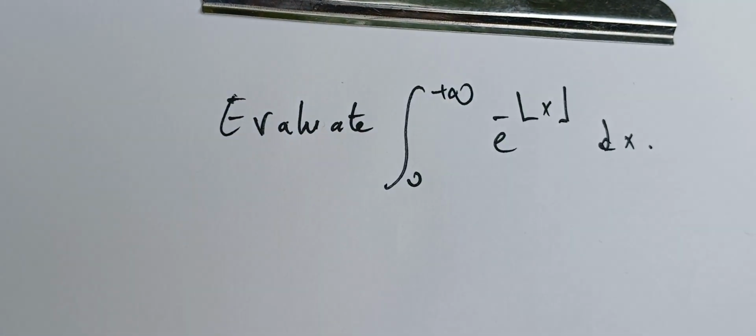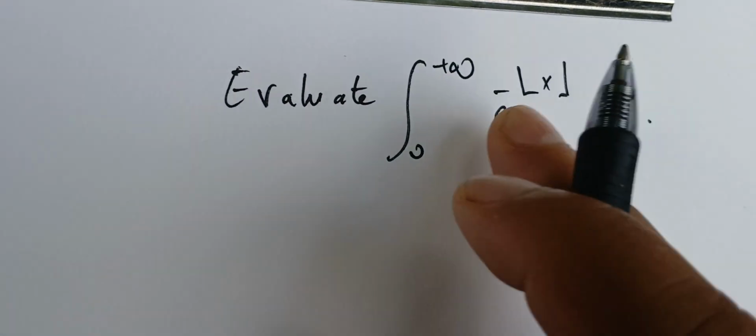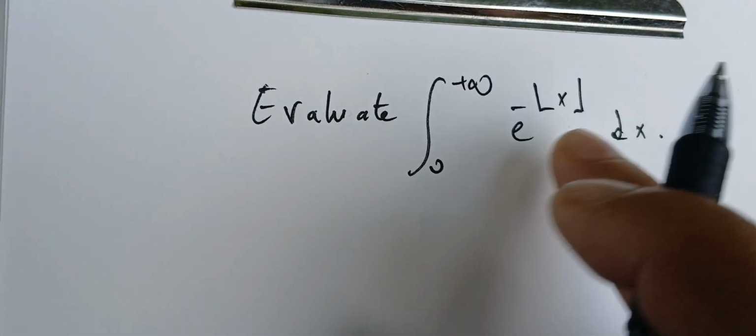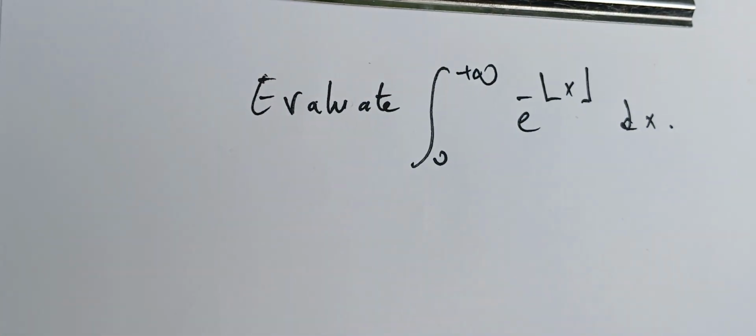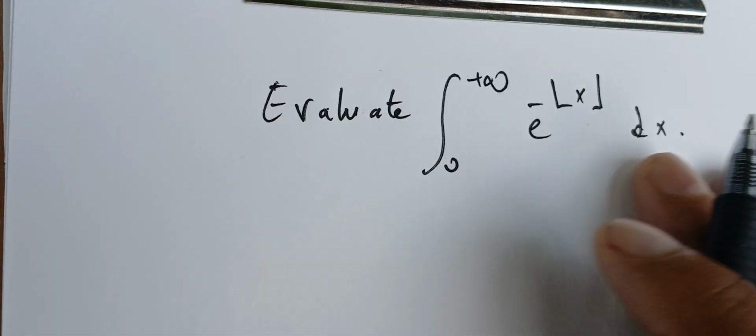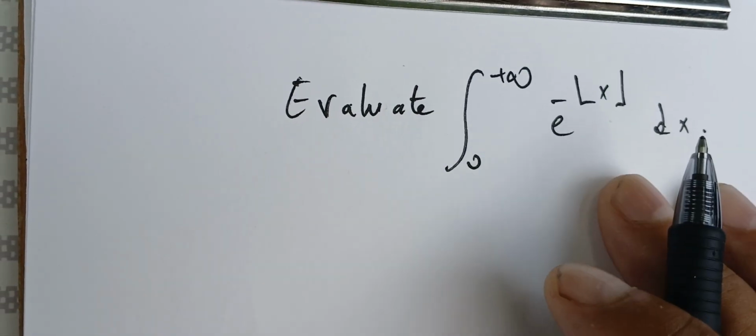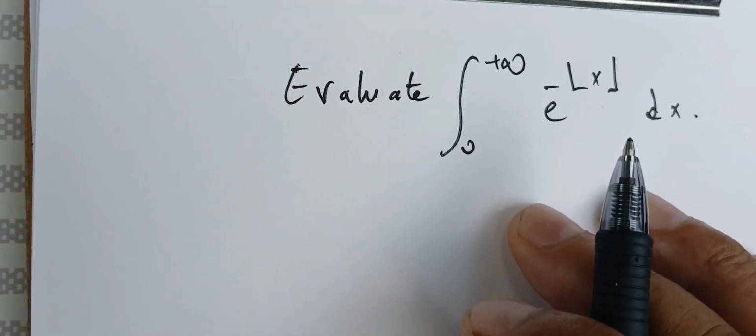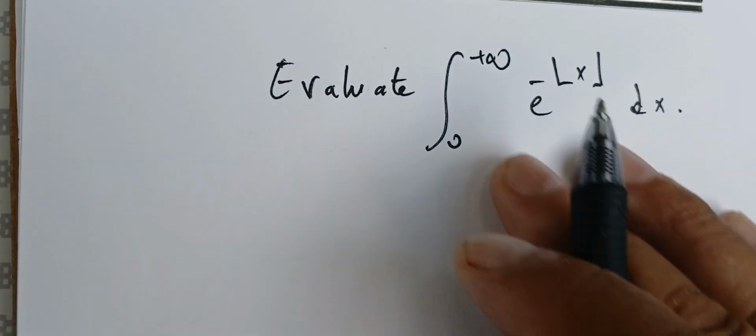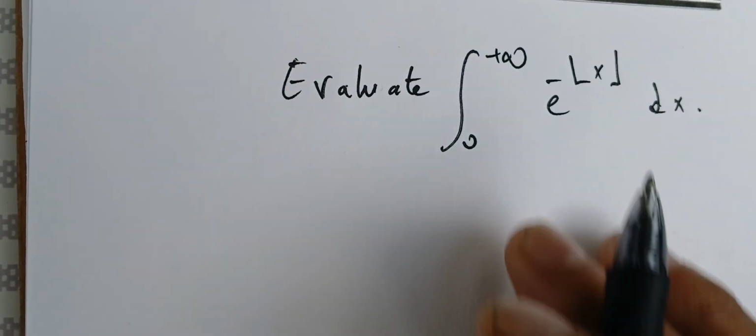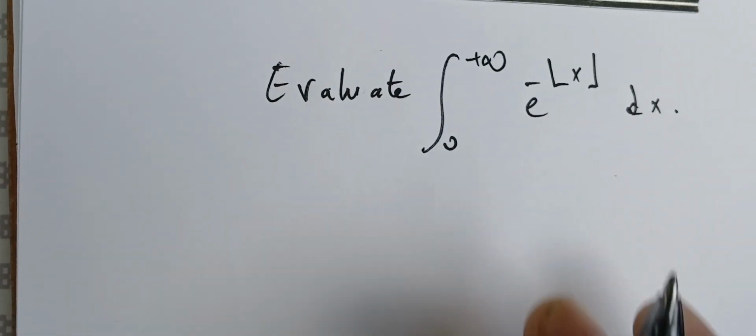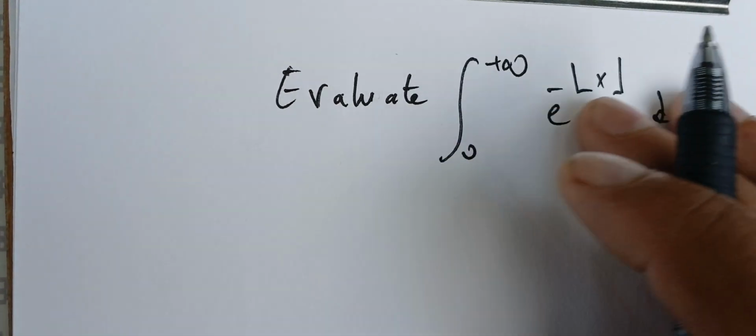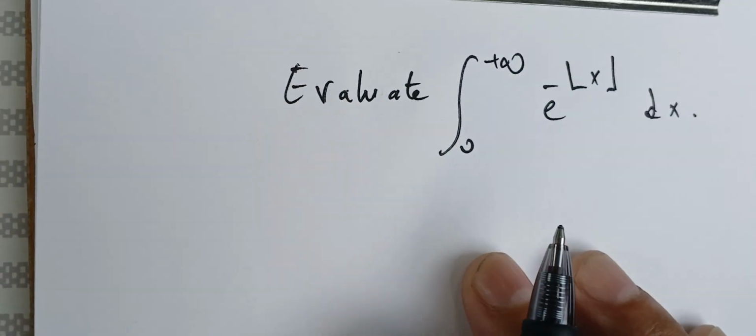Let's evaluate the following integral of e to minus the floor of x dx between 0 and plus infinity. Here we have two things to do. First, we need to show that this one exists. Next, we're going to try to evaluate this integral. So let's first see if we can prove that this one exists.